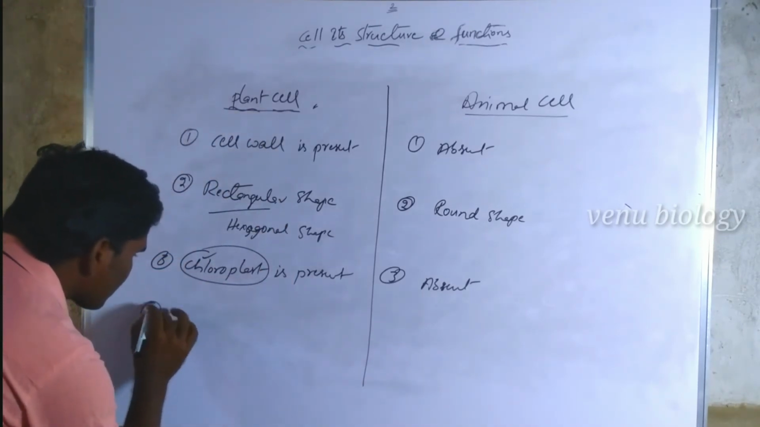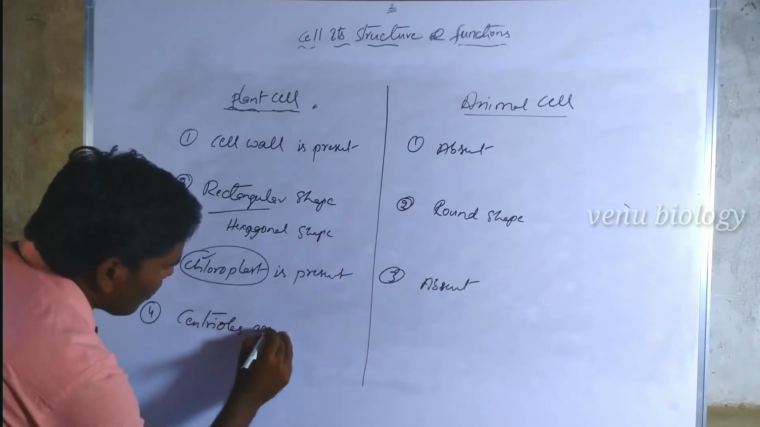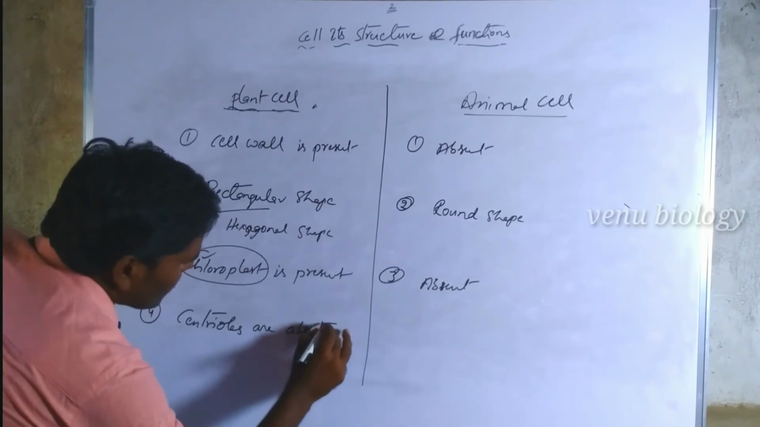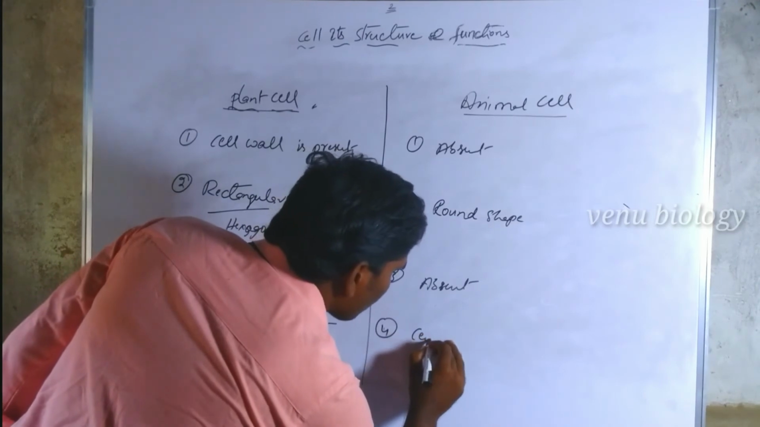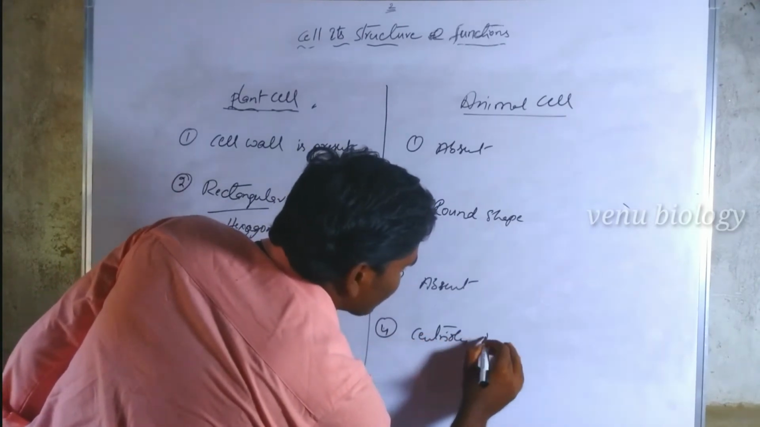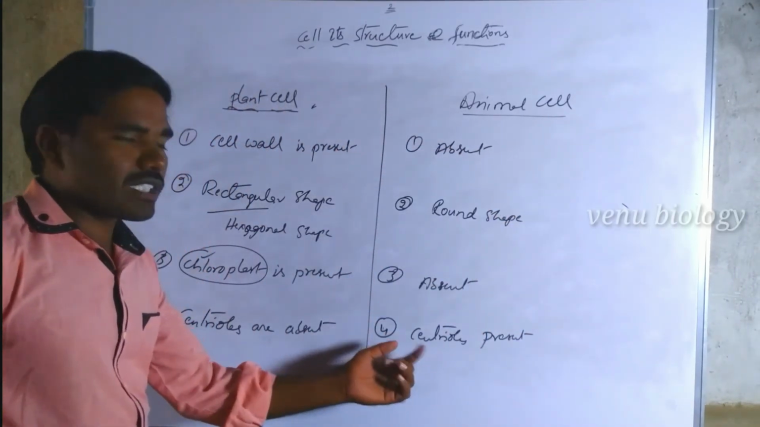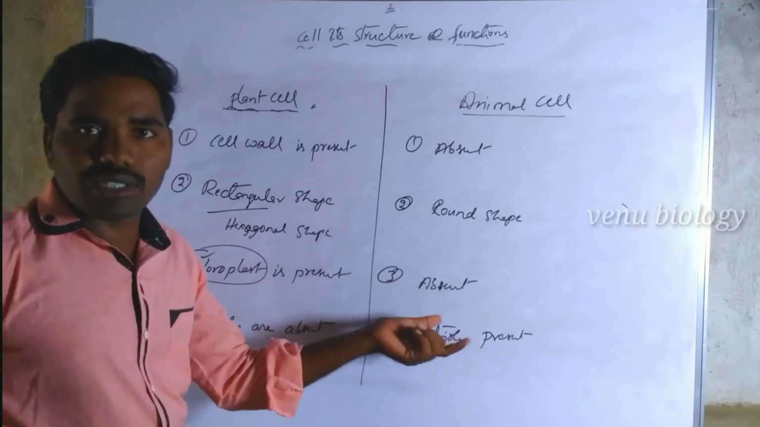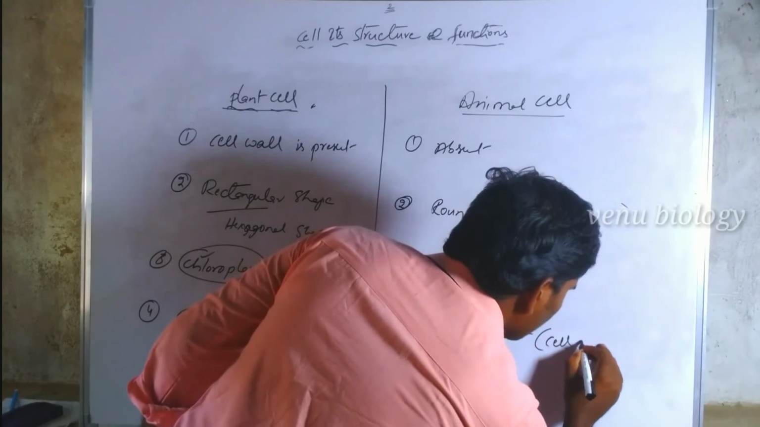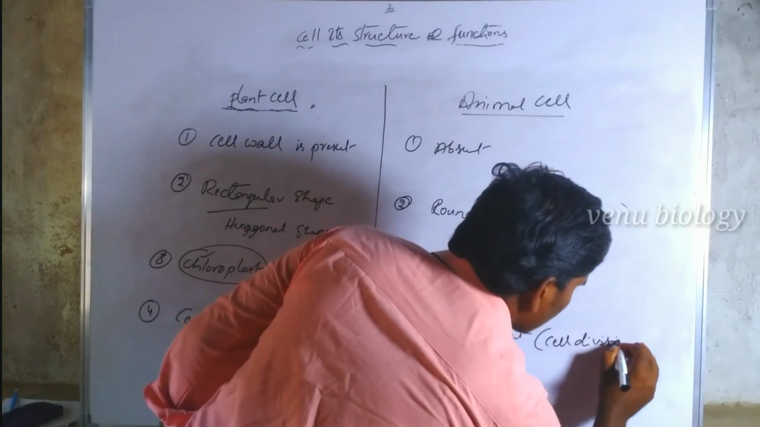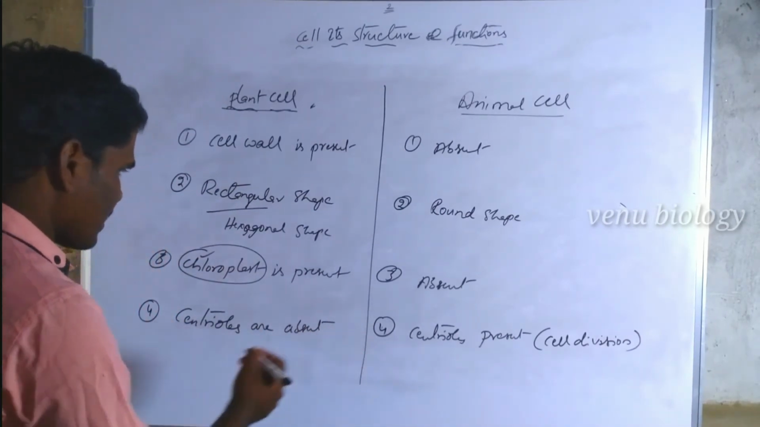Okay, next difference is centrioles. Centrioles are absent in the plant cells, whereas centrioles are present in the animal cells. What is the function of the centrioles? The function of the centrioles is that it is useful for cell division. It takes place in the cell division process. Cells are multiplied. Okay, that is the centrioles.